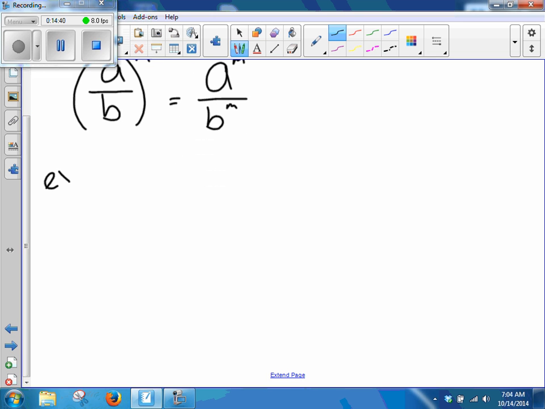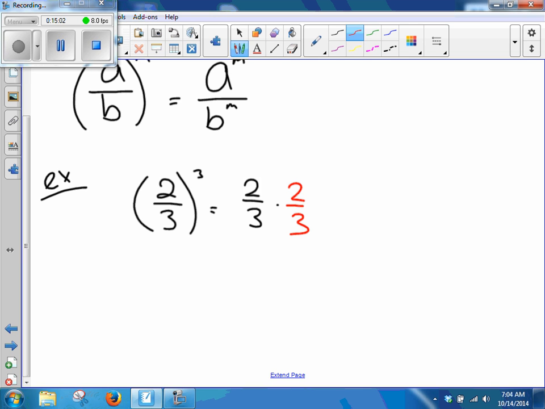So, a quick example. Let's take a real easy one. 2 divided by 3, I have that quotient, and I'm going to cube it. Again, anytime I raise something to a power, it means to multiply that number however many times the exponent tells me to. Here I have 3. So 2/3 times 2/3 times 2/3. There are my 3.